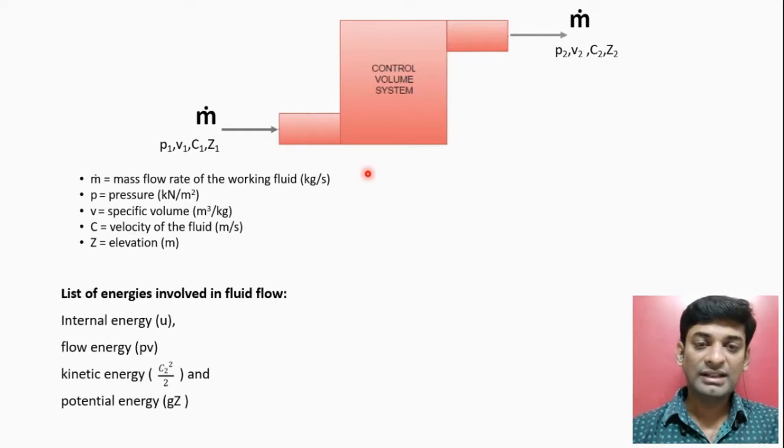Mainly, for any thermodynamic system, when the fluid is flowing through any system, you have to consider four important energies. Here I am going to discuss the four important energies. First energy is internal energy. It is called U. Flow energy, also called flow work, is denoted with PV. Kinetic energy is nothing but C square by 2. Potential energy is nothing but Gz.